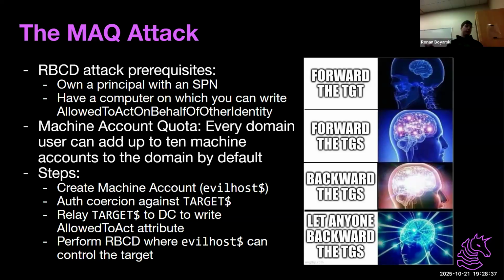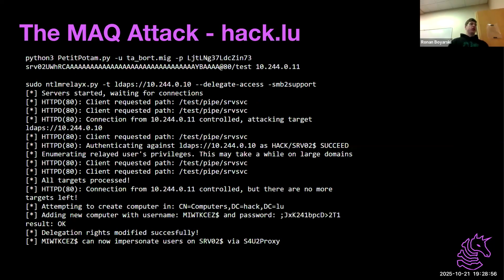So what we're going to do is set up this relay. We're going to do an auth coercion attack to grab the machine account. We're going to relay that machine account to the DC, and now we have the ability to write to whatever attributes on the machine. So we can flip that allowed-to-act-on-behalf-of-their-identity attribute, and then do a resource-based constrained delegation to take over the target that we just authenticated with as the machine account.